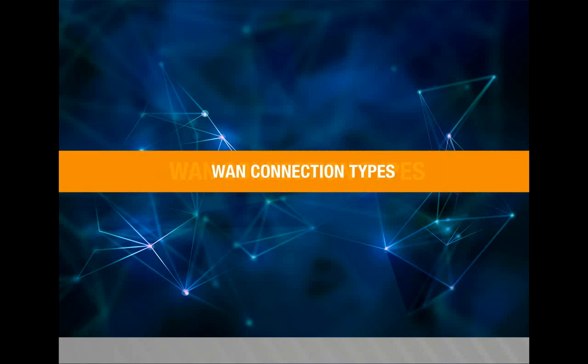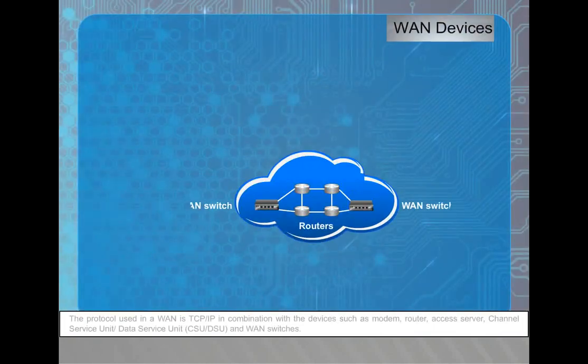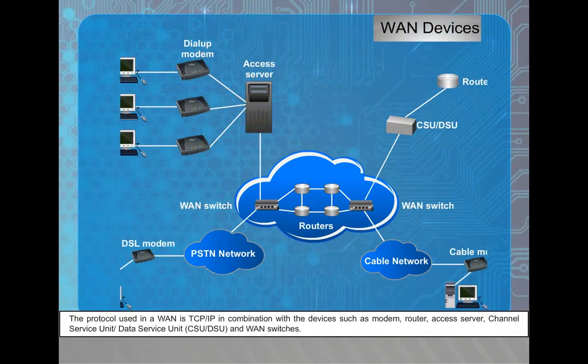WAN connection types. In this video, we are going to see WAN connection types. The protocol used in a WAN is TCP/IP in combination with devices such as modem, router, access server, channel service unit or data service unit, that is CSU or DSU, and WAN switches.